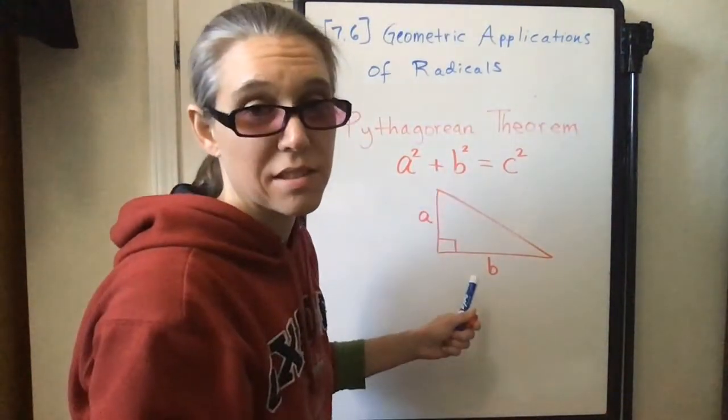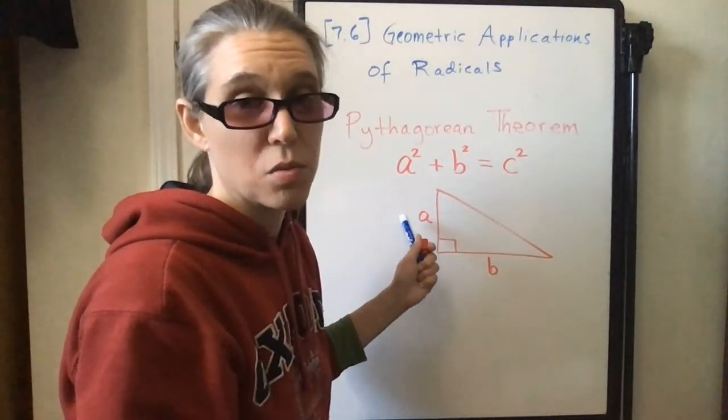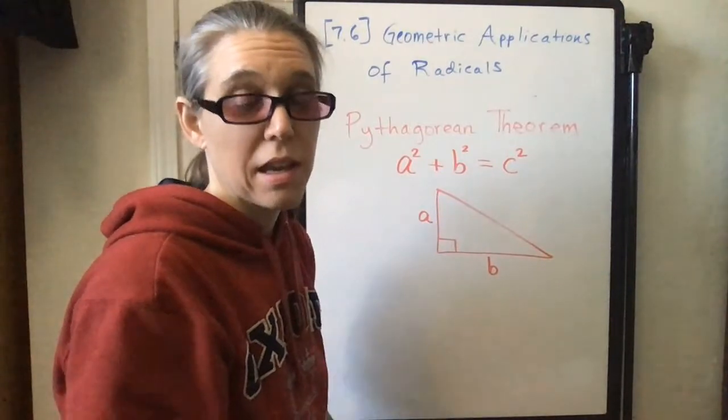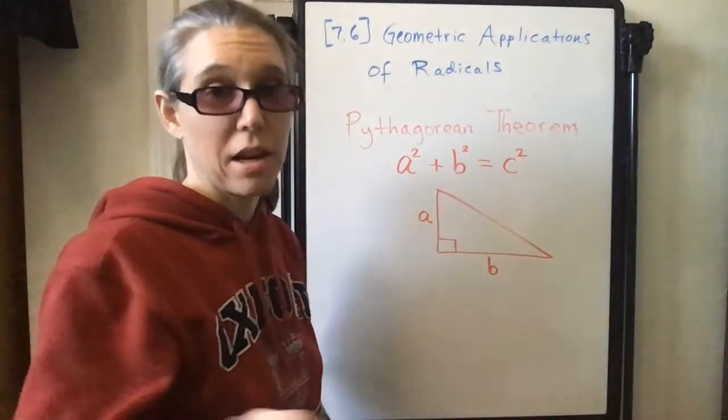These are referred to as the legs of the right triangle. It's an arbitrary choice as to which one is a and which one is b. However, it is very important that you always make the hypotenuse c.